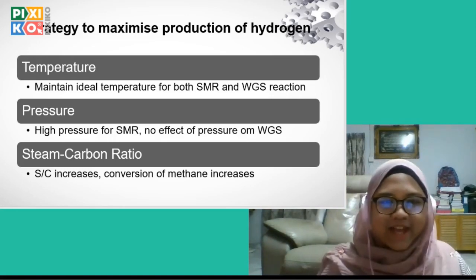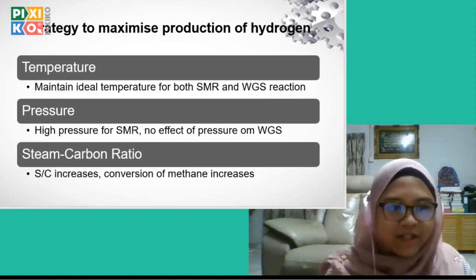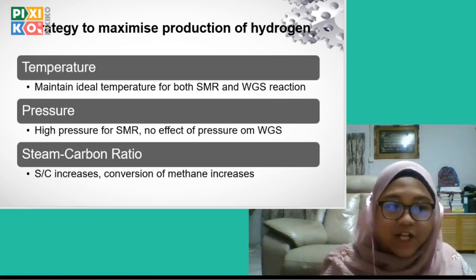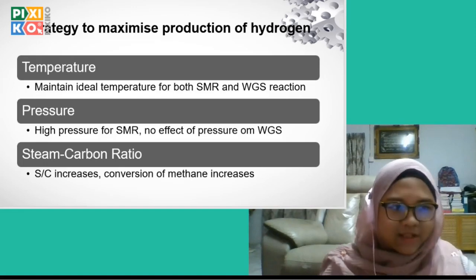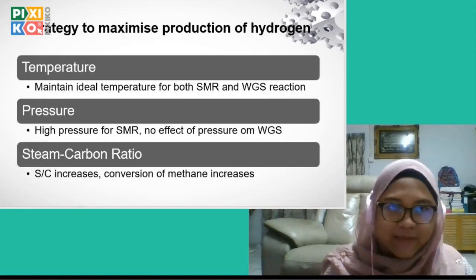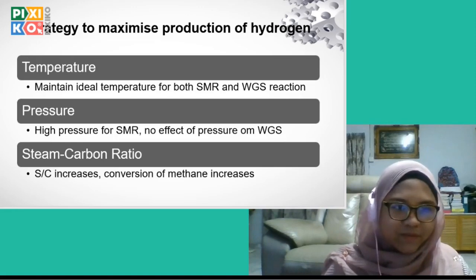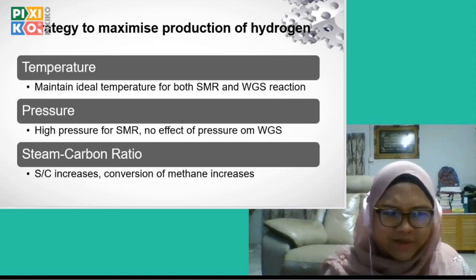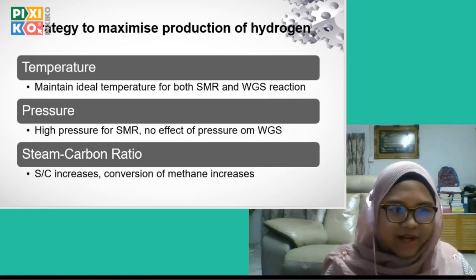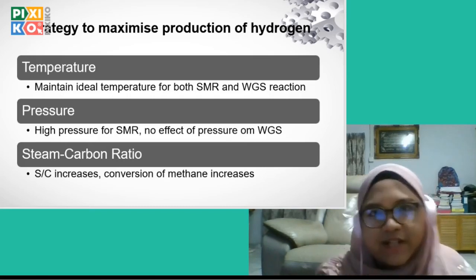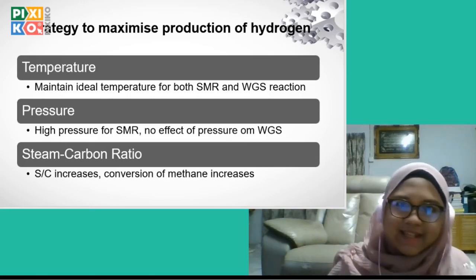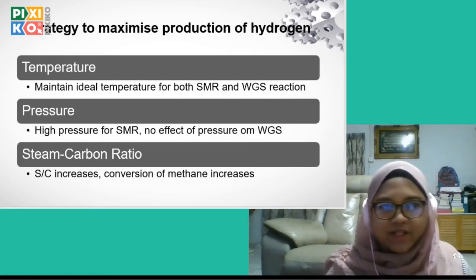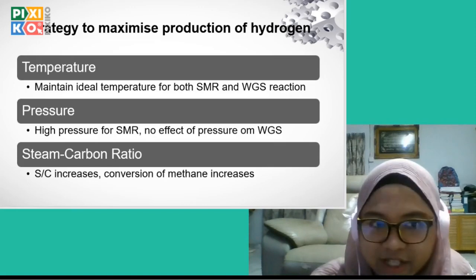Now we are at the second factor, which is pressure. As stated in Le Chatelier's principle, low pressure is favored in the SMR process as the number of moles of product generated is higher than the number of moles of reactants. So decreasing pressure will result in a rise in the conversion of methane and also higher production of hydrogen, but this contradicts the WGS process, as it is an equimolar reaction. So the change in pressure will not affect the process once equilibrium is achieved.